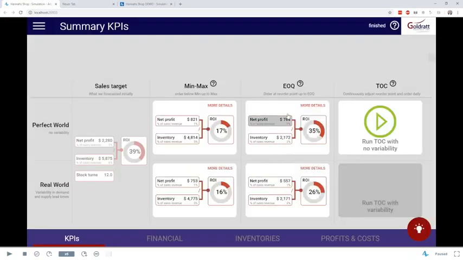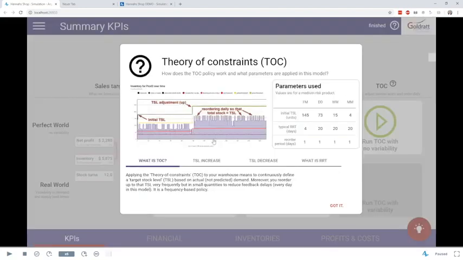So what can we do? We still haven't hit what our predecessor has done. So maybe we should actually start thinking about a new way of managing our inventory. And theory of constraints is one of those new ways.